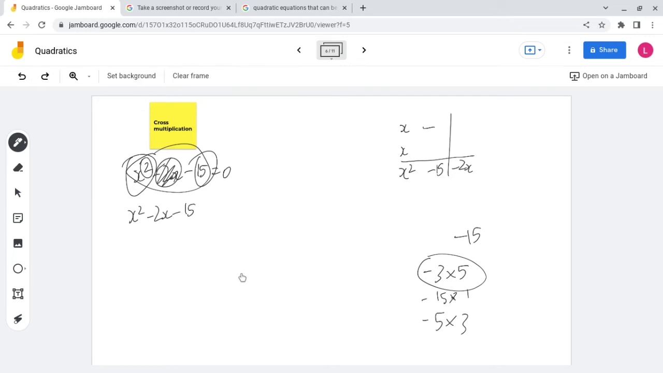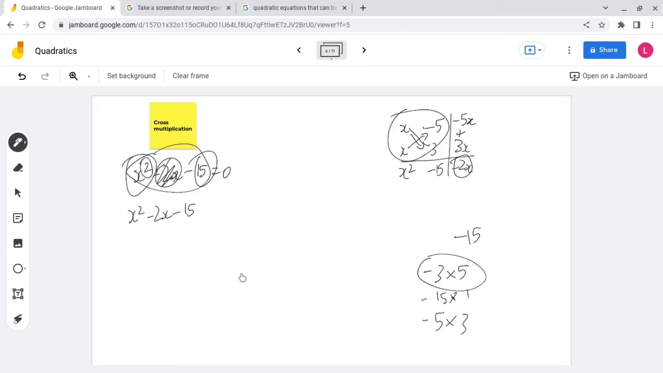So what we do is we change up our numbers a bit. Now, instead of negative 3, we try negative 5. Instead of 5, we try 3. Okay? So if we cross multiply again, x times negative 5 goes to negative 5x, and x times 3 goes to 3x. When we add those two together, negative 5x plus 3x equals negative 2x. And that is what we're trying to get.